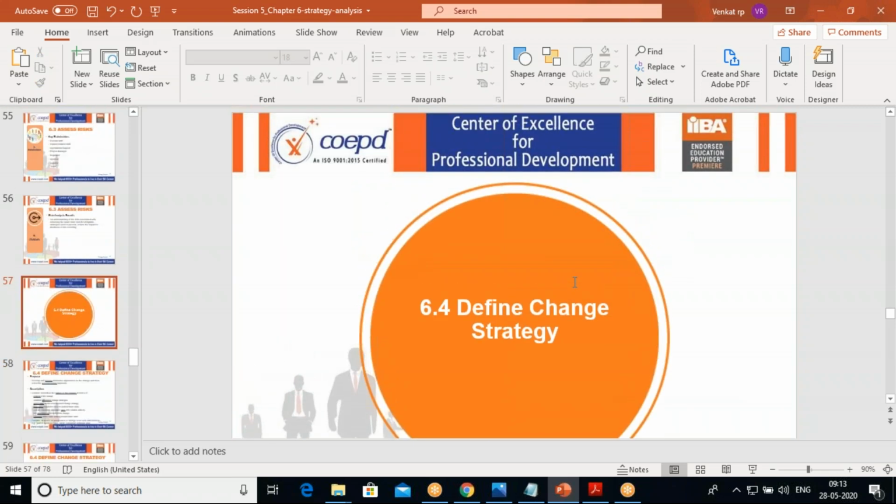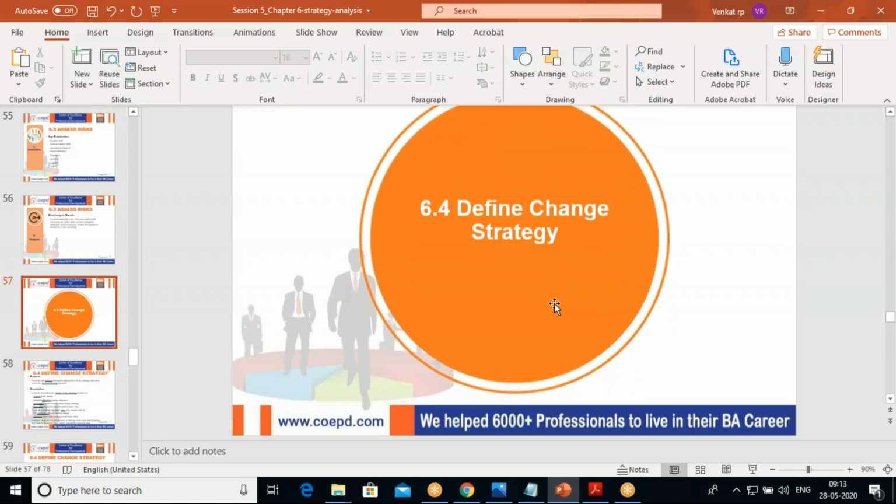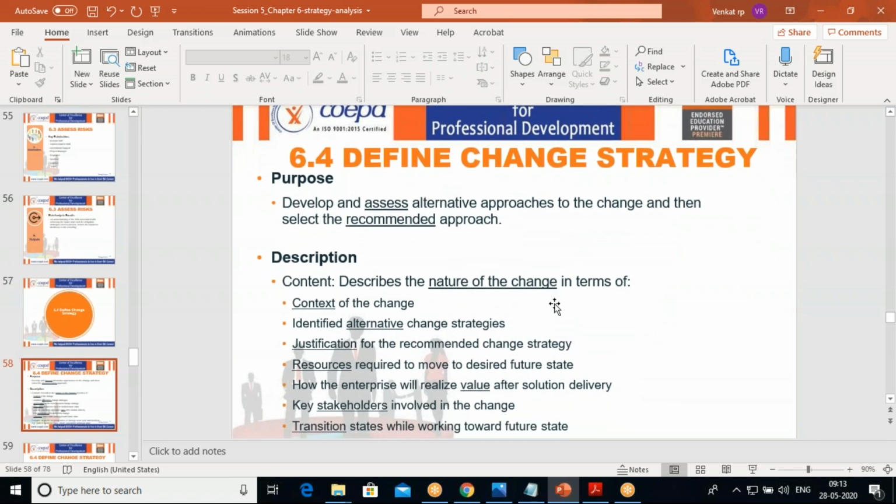Fine, got it. The next one is define the change strategy. How are you going to define this change strategy? That means from the current state, how you are going to reach your future state. Here we are going to develop and assess alternative approaches to the change, and then select the recommended approach. Let me say, to reach the future state, if we have 3-4 approaches, we will study all of them, and then finally we will say that so and so approach we can adopt and work with.